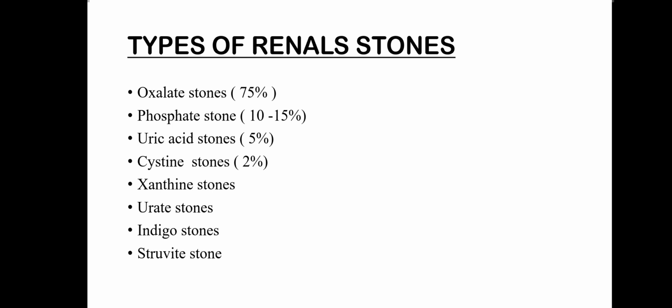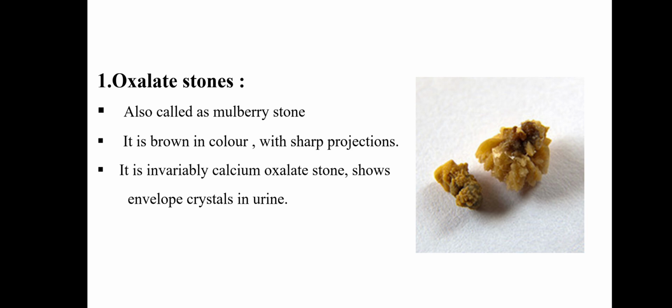There are many types of renal stones. In that, particularly four types are most common: oxalate stones are 75%, phosphate stones are 10 to 15%, uric acid stones are 5%, cystine stones are 2%. Others like xanthine stones, urate stones, indigo stones and steroid stones are also there, but their incidence is less. Next one is the oxalate stones.